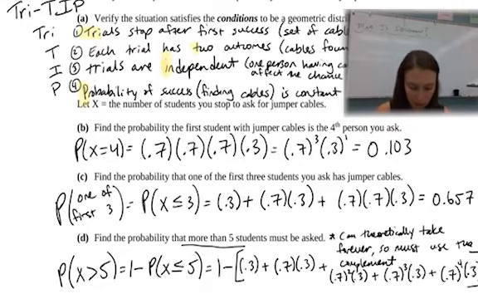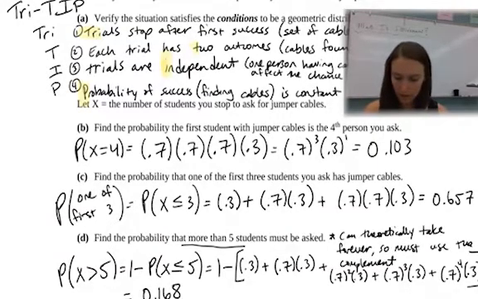Now I'm going to go over one more example like this on the next page. There's actually a way we can use the calculator. There's a calculator function that'll give us the answer to this, which is really nice. So we get 0.168. All right, let's go to the next page.